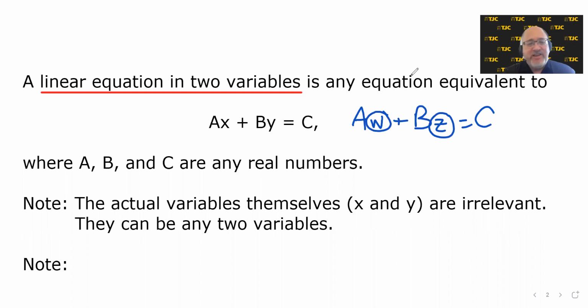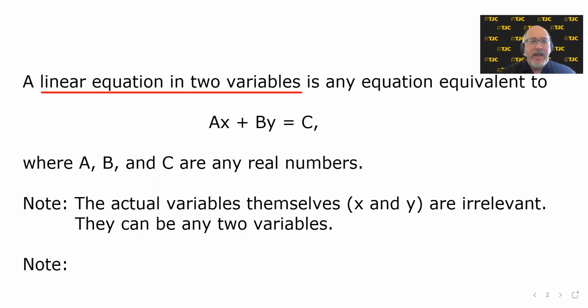X and y are just the default variables when we don't have a specific reason to use a specific letter. For example, if we had an equation relating distance and time, then our variables would probably be d for distance and t for time. But at a generic level, without any contextual meaning, x and y are the default variables that we typically use.